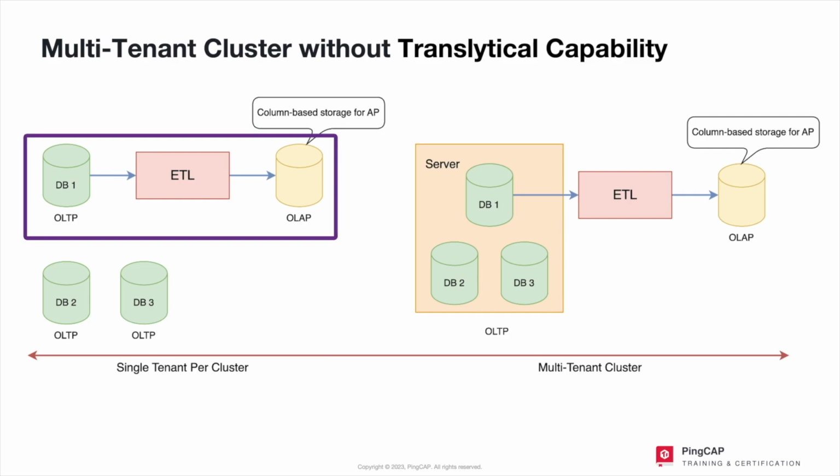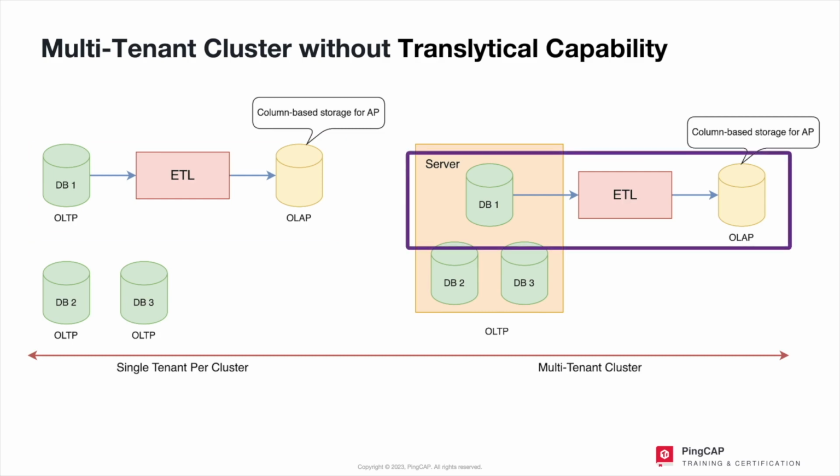We would need to set up a new system for OLAP, that is, install a new environment, and we would need to develop an ETL process to move data from the OLTP side to the OLAP side. Let's look at the right-hand side of the diagram. If we move to a multi-tenant database that doesn't include translytical capabilities, we must set up a similar environment. The main problem with this approach is that we don't have one environment that can handle both OLTP and OLAP.